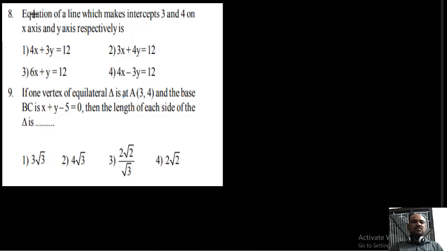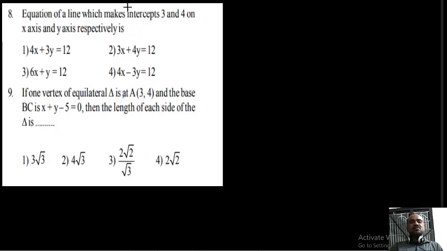Hello students, this is the second part of straight lines JEE Advanced model problems, that too single answer type problems. So this is our first problem, today's first problem.